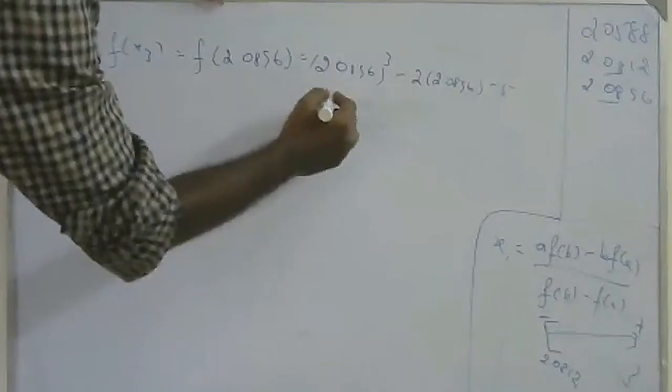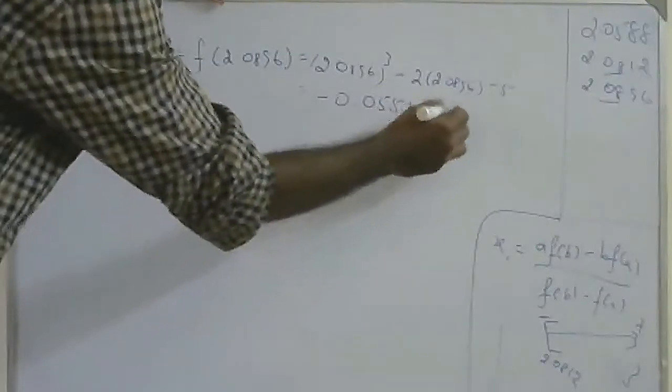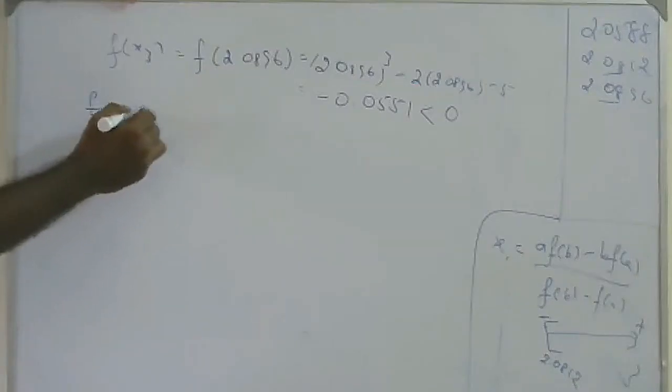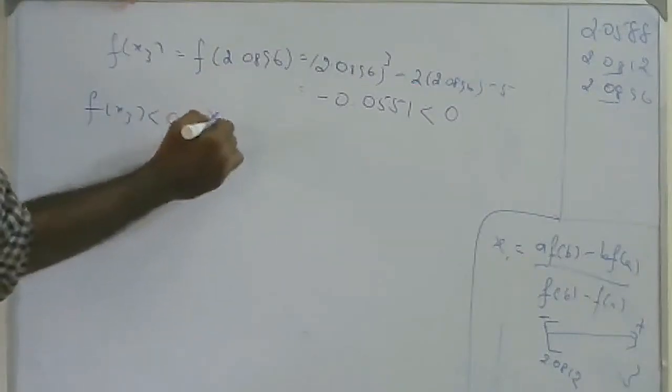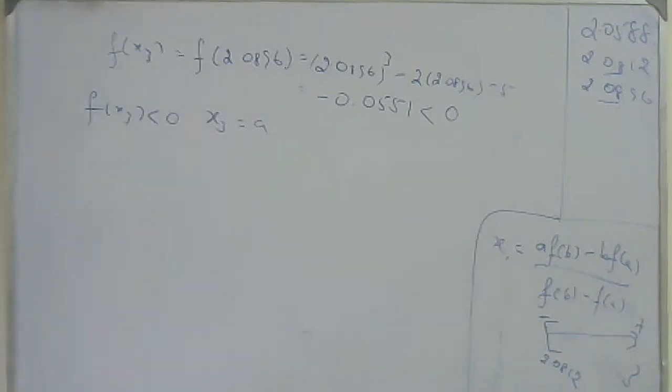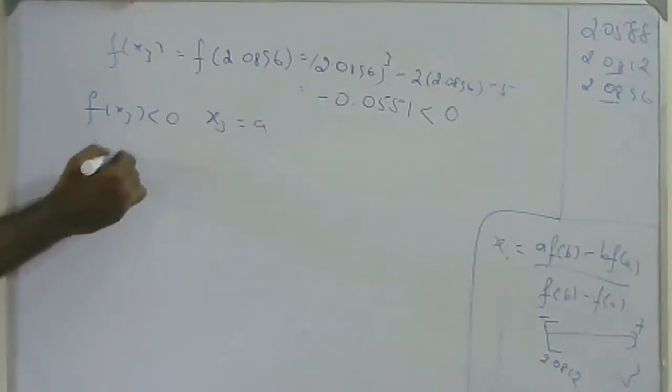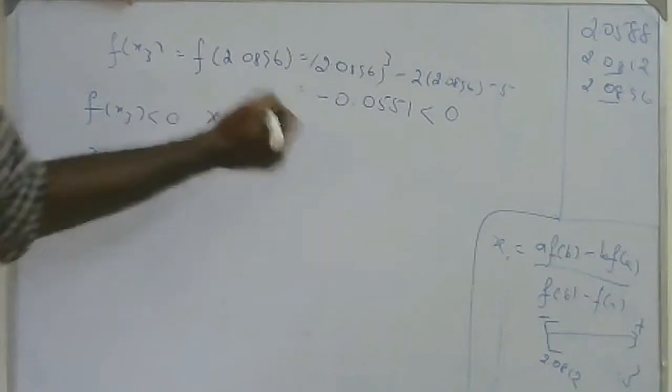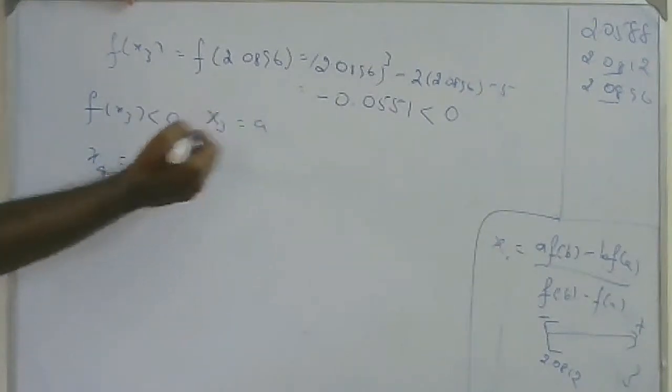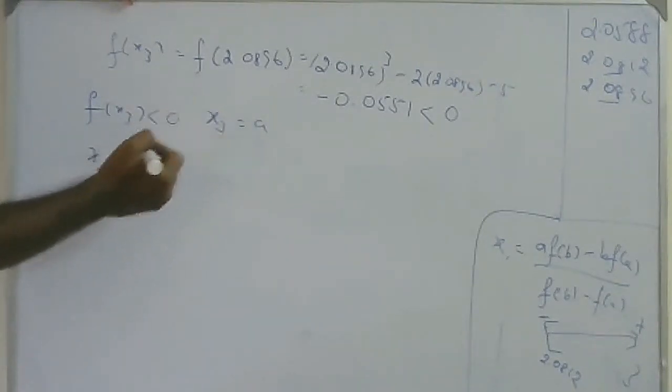Minus 0.0551, less than 0. Okay. Since f of x3 is less than 0, x3 is equal to a. So for the fourth approximation, x4, a becomes the previous x3 value, 2.0896.